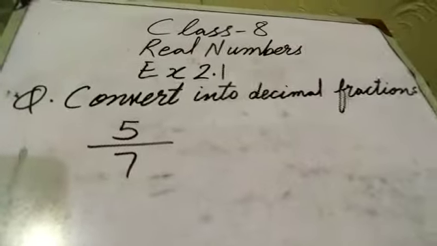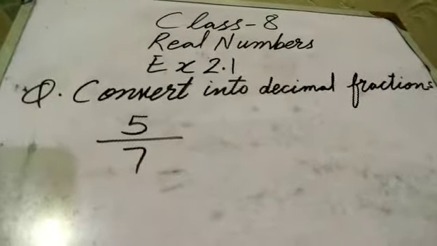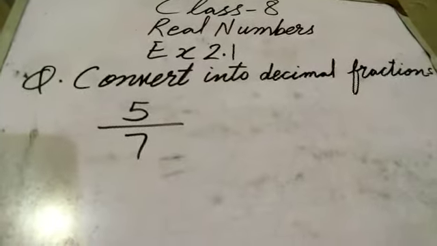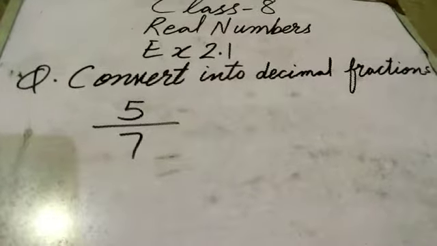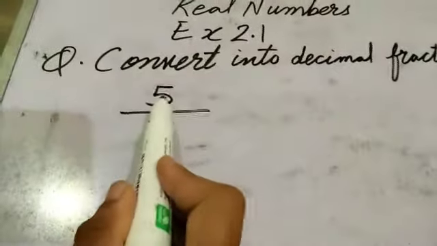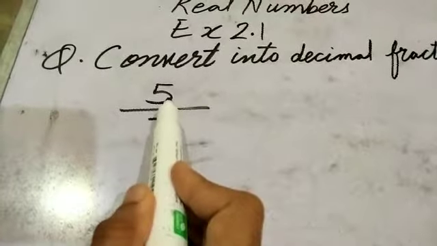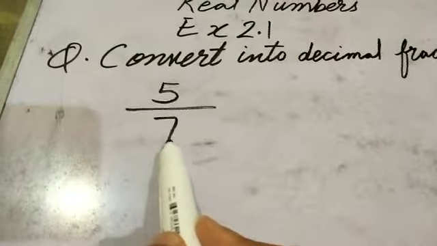Start chapter number 2, real numbers, exercise number 2.1, and the question is to convert into decimal fractions. The first question is 5 over 7. 5 is the numerator and 7 is the denominator.